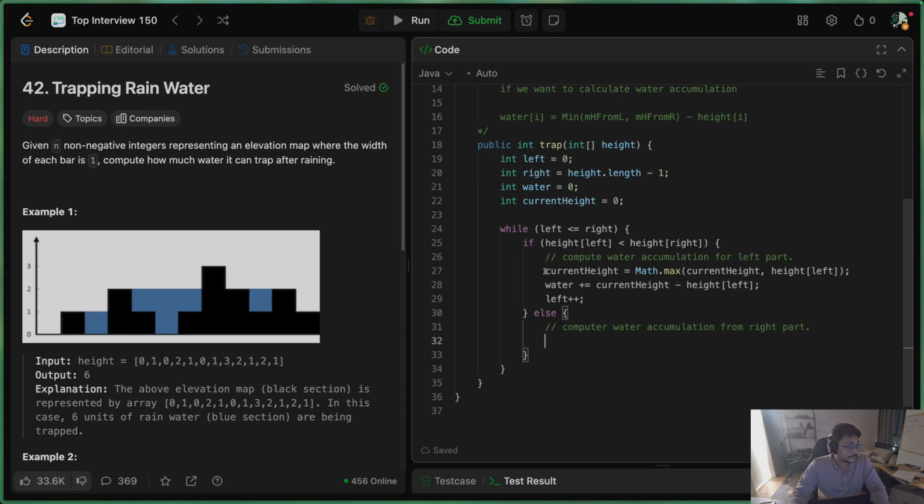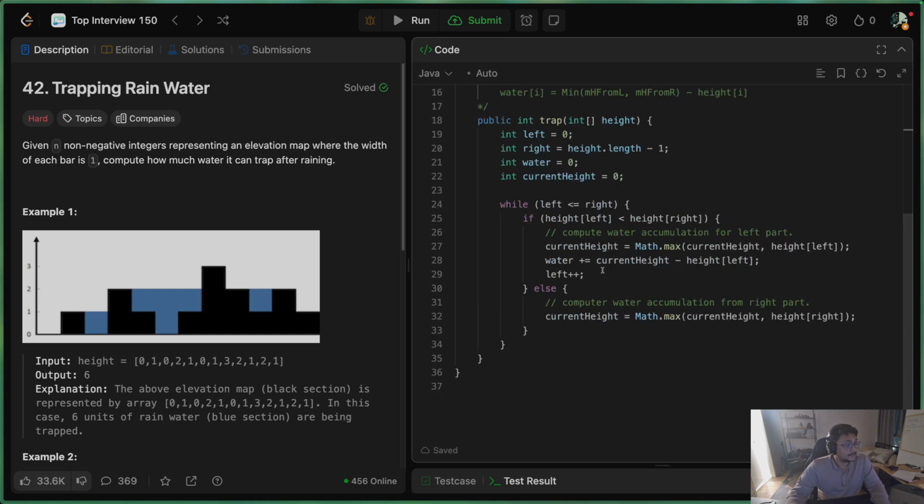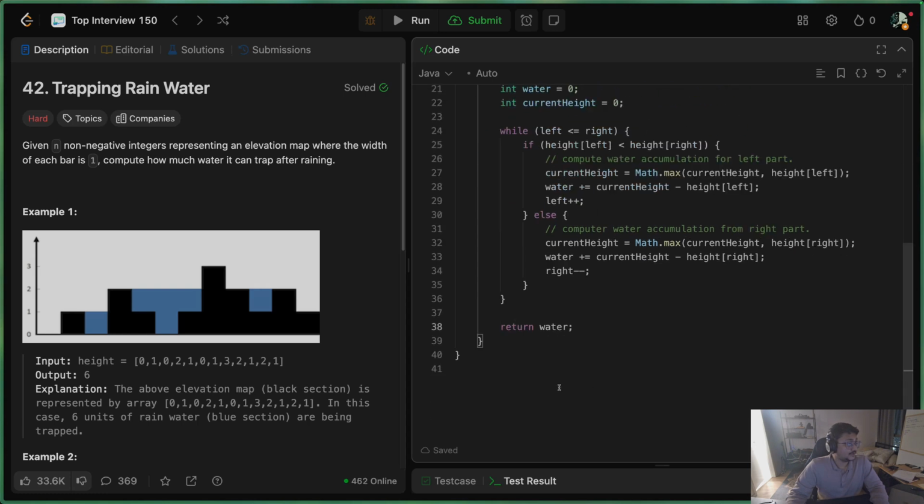Similarly, we can do the same thing for the right hand side. So in this way, the current height would be something which we have seen from the right hand side, or which we have seen which is already greater than that. So this will be current height or max height from right part. Then we can calculate the water accumulation similarly, and instead of left, we can update right here, and we can shift the right pointer backward. Finally, we can return the water content. So this should be the code for this solution.